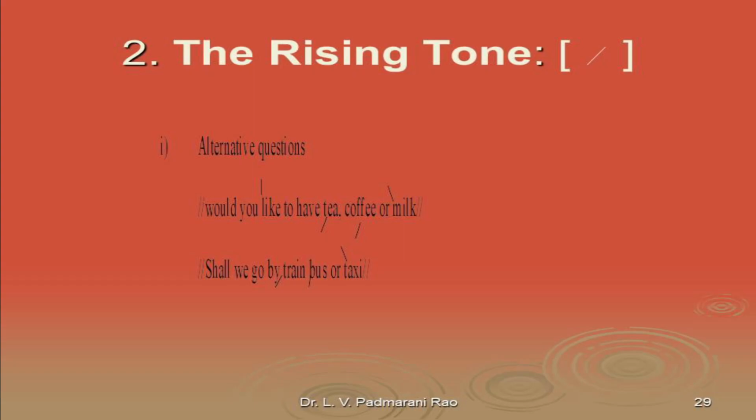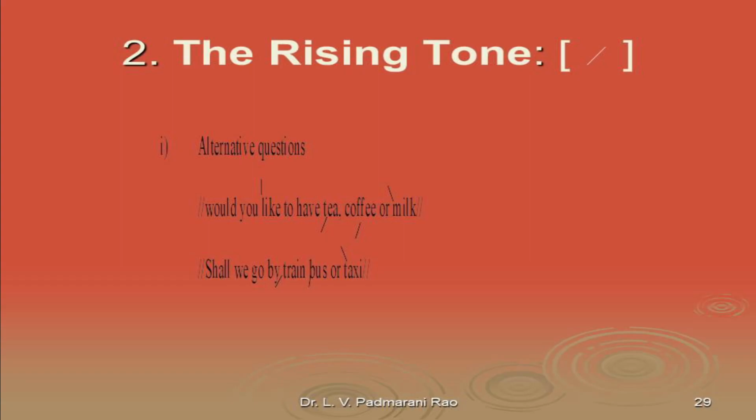Shall we go by train, bus, or a taxi? So for taxi, you fall down. All the alternatives that you're providing, like train and bus, you raise up. For how many other alternatives we have? For all the alternatives that we are providing, we raise up, excepting the last, because the last fits into the category of the very first rule that we said for the falling tone. Complete sentences. It ends with a full stop. So the rising tone is given for all the alternatives.